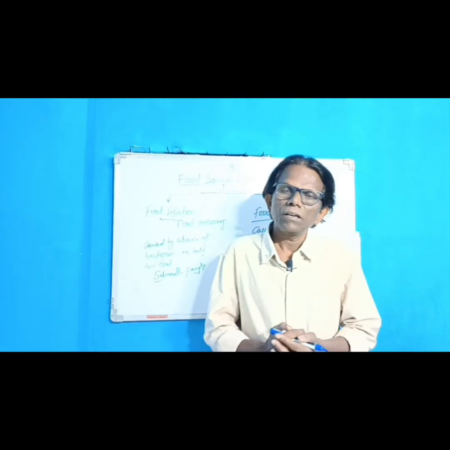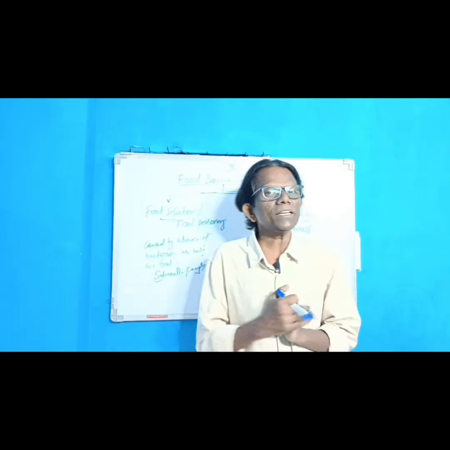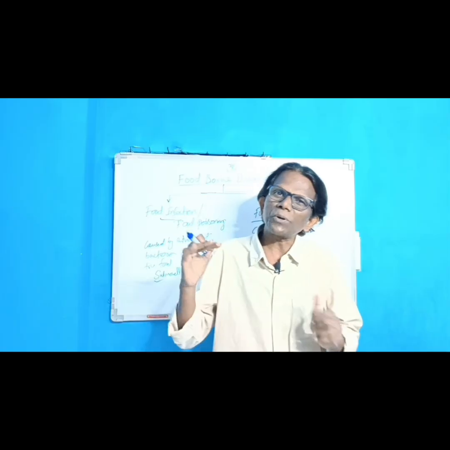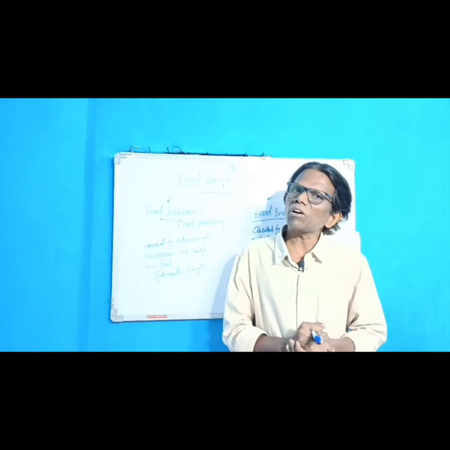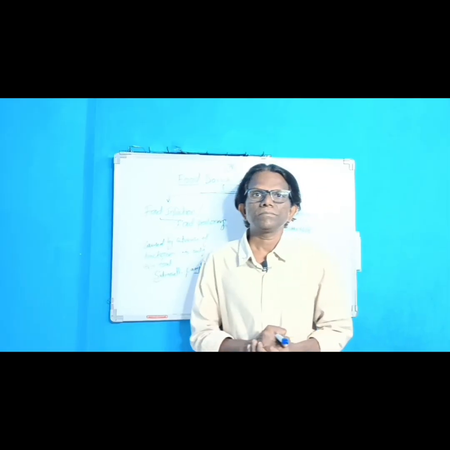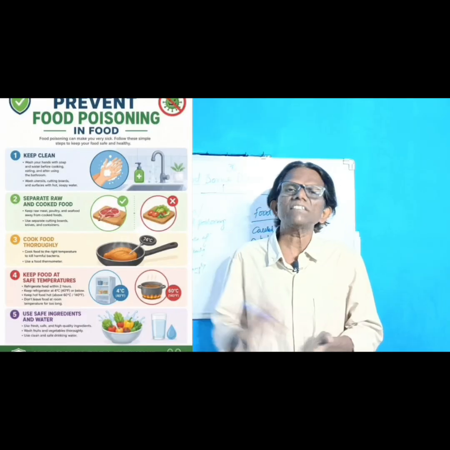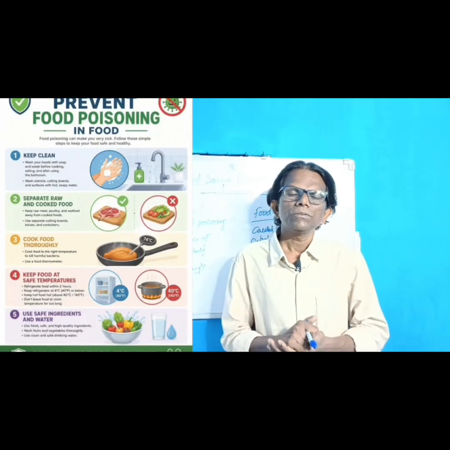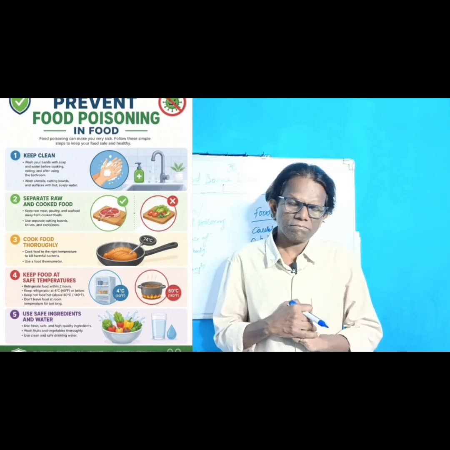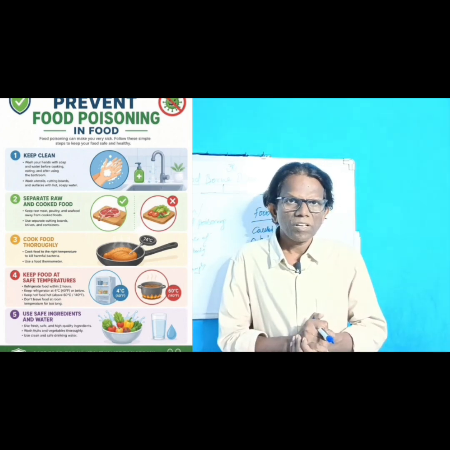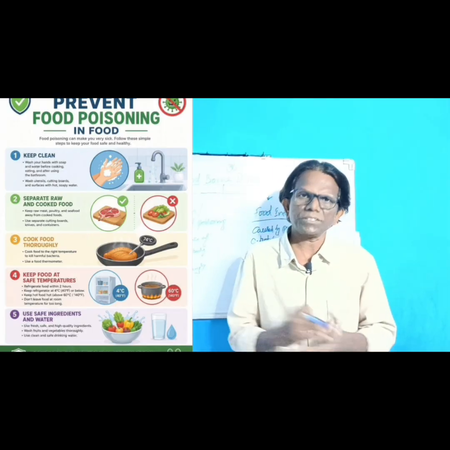Food intoxication occurs when a person consumes food which already contains toxins produced by microorganisms. The bacteria may no longer be present, but the toxin causes illness. How does it happen? Improper cooling, food left in the danger zone after cooking for several hours, meaning between 4 and 60 degrees centigrade. That's the danger zone. And improper storage practices. These are a few examples of food intoxication.